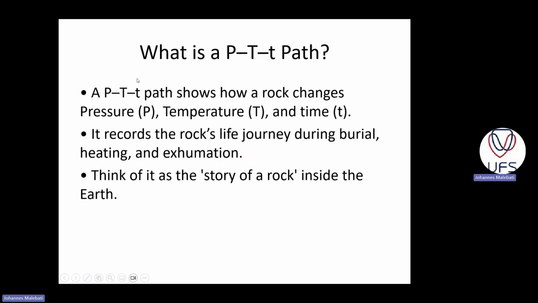So basically, a P-T-t path shows how a rock changes its pressure, temperature, and time. It records the rock's life journey during burial, heating, and exhumation, or during the rocks being closer to the surface of the earth. I want you to think of this as a story of a rock inside the earth. That's what you call the P-T-t path.